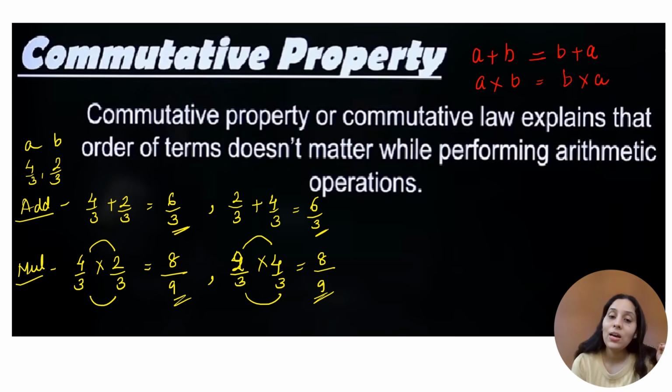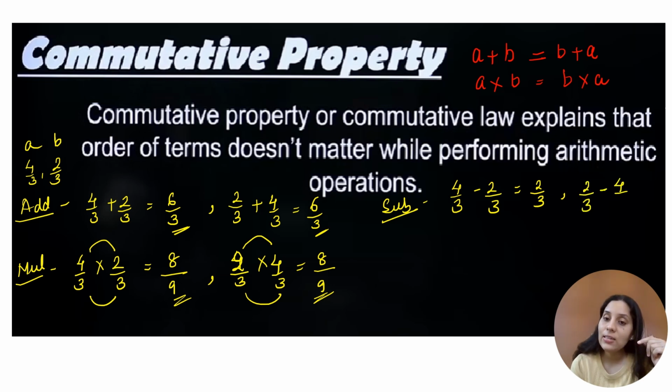Now let us see for subtraction. Alright, so 4/3 minus 2/3. 4 minus 2 is 2/3. Now let us do B minus A. So 2/3 minus 4/3. Now 2 minus 4 is minus 2/3. So here you got 2/3 and here you got negative 2/3. So both are different. So it is not true for subtraction. If you interchange the values, the result is different.